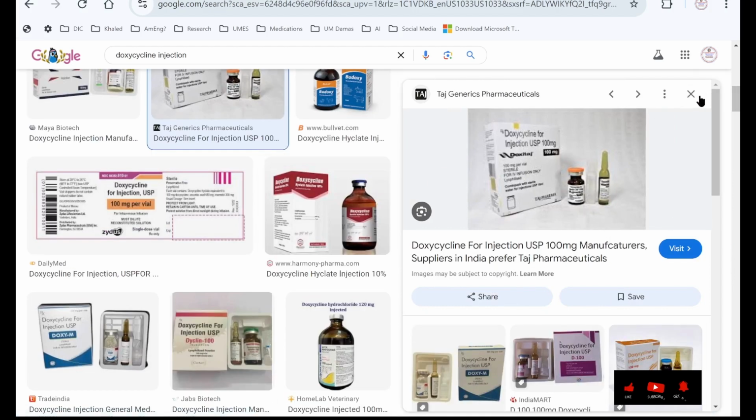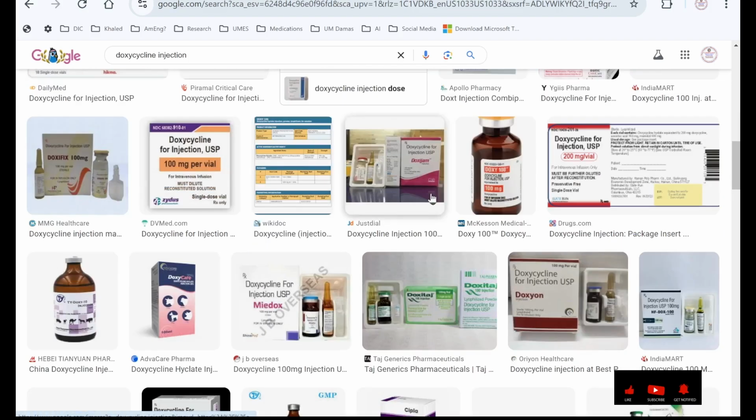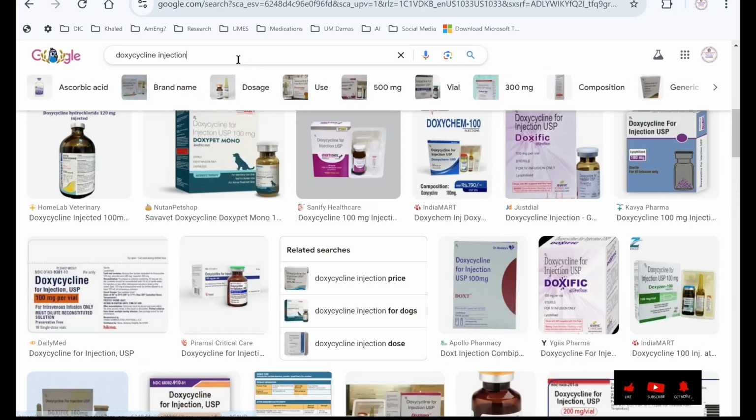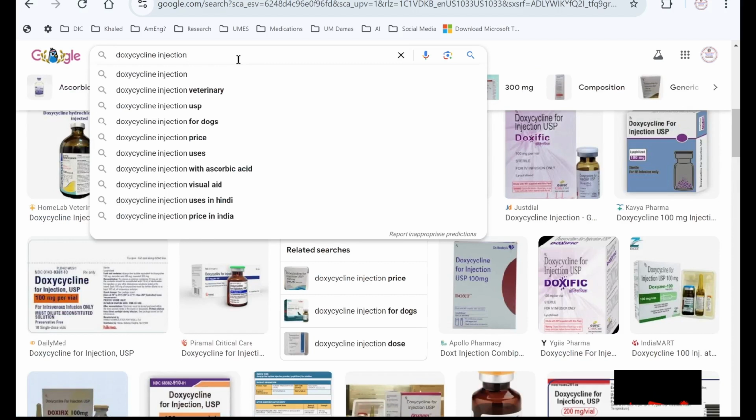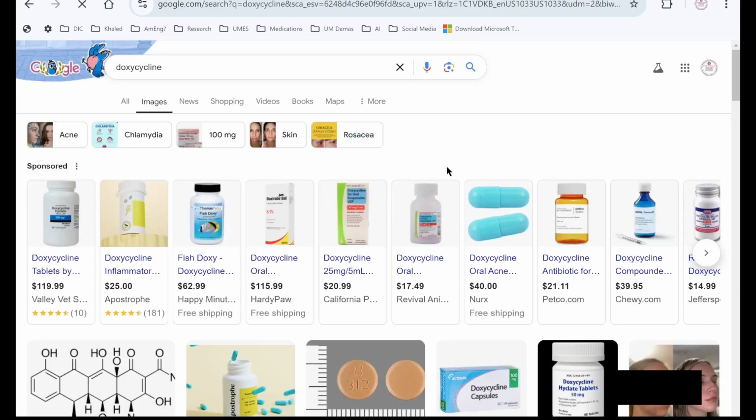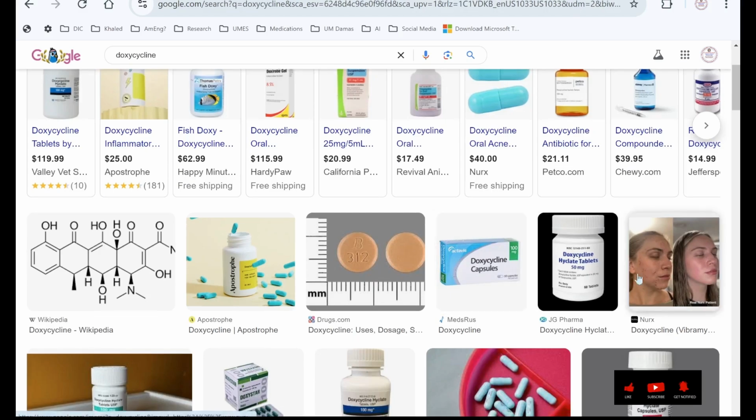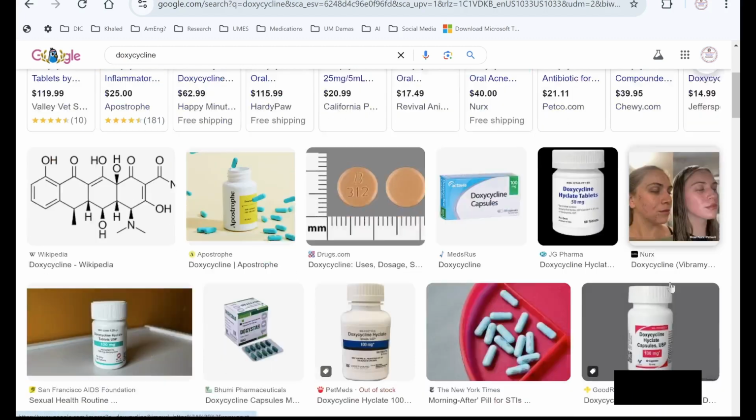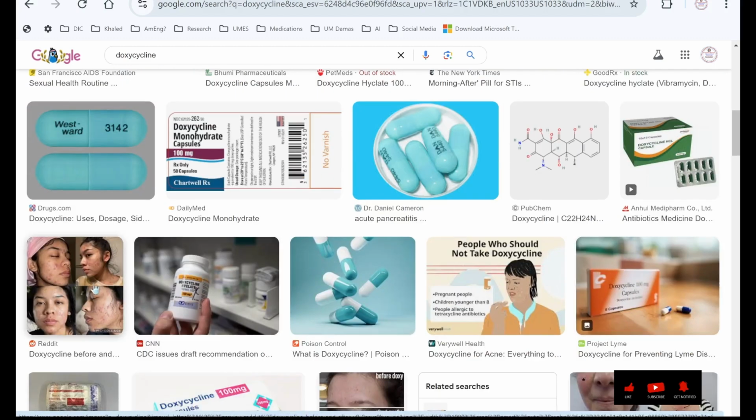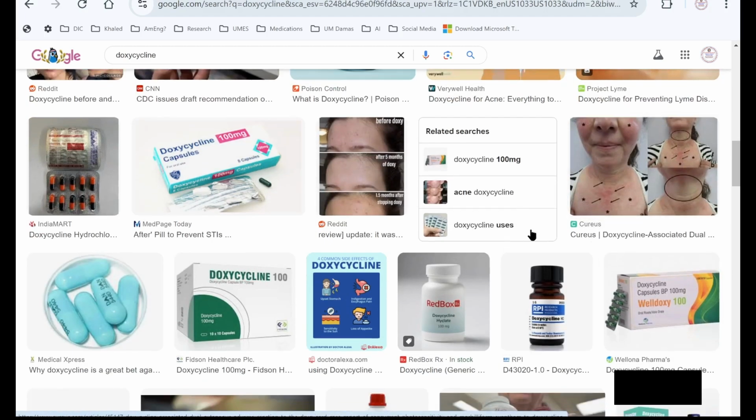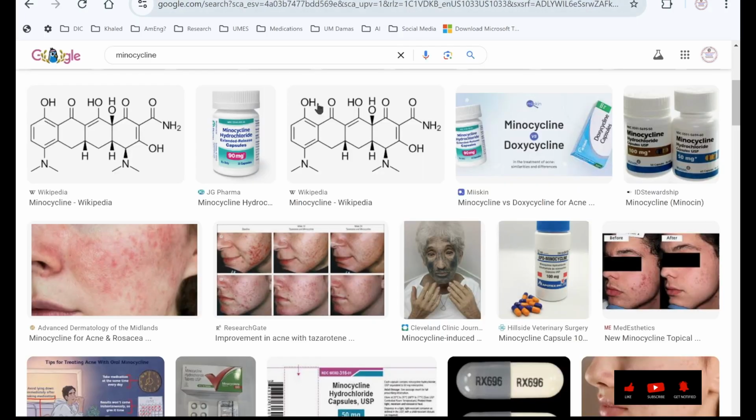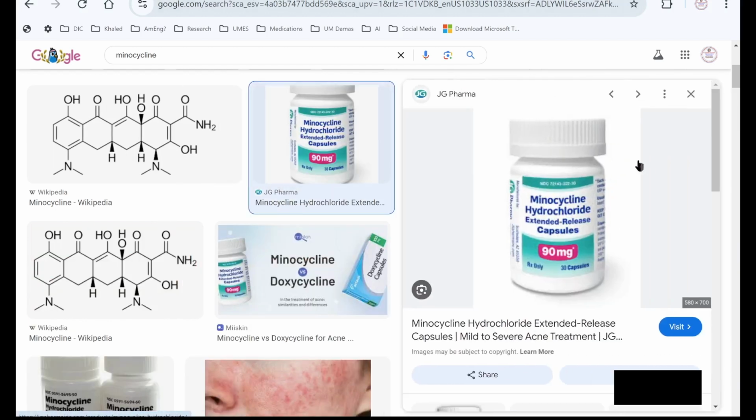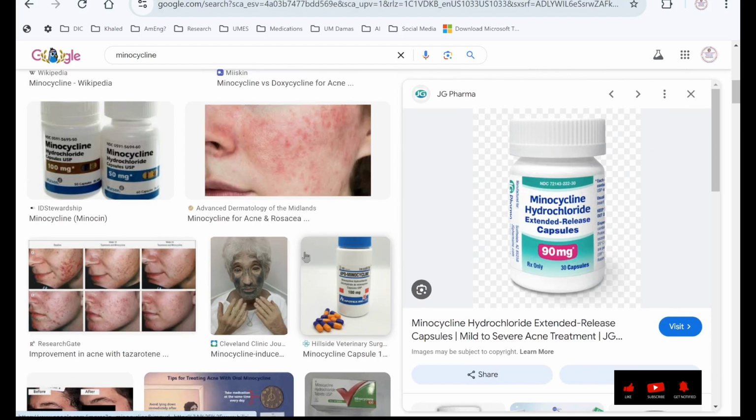And if you scroll down a little bit to see if anything is important, I will remove doxycycline injection here and make it only doxycycline. Okay, so you can see here we have doxycycline, and they show us some pictures of acne. So we use this doxycycline for acne, for example. Again, we use it for acne, some pictures of acne. Moving to minocycline, you can see the minocycline here. If you click on the picture, they show you the minocycline, and they show you some pictures for patients who maybe suffer from acne.